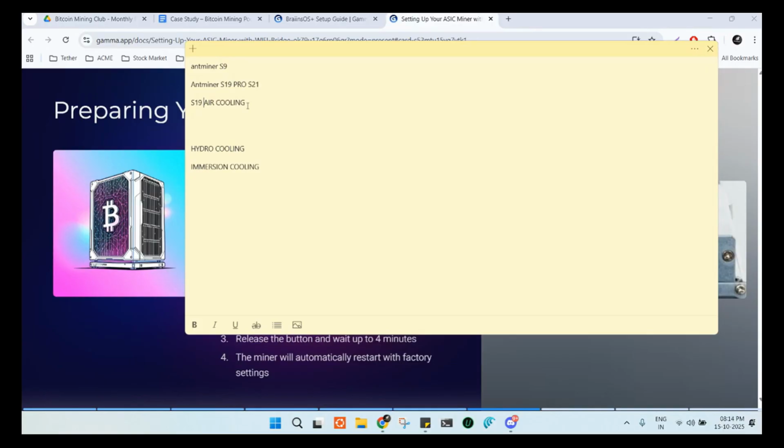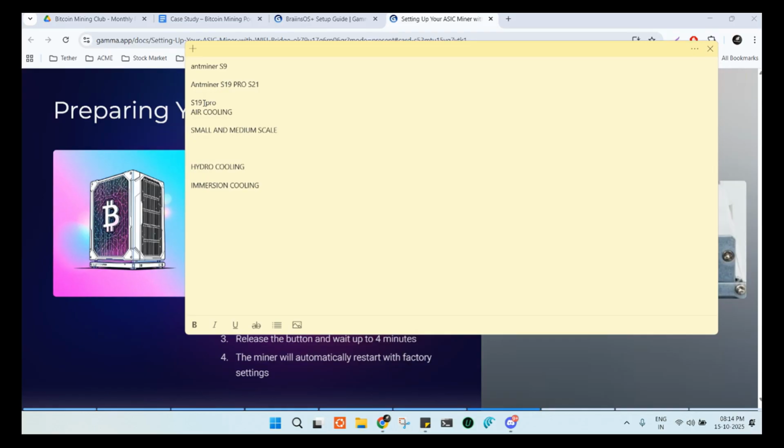So whichever you want to purchase totally depends on the requirement as well. Let us suppose you want a miner just for a small or medium scale, maybe for a home miner and all those things, then you will always choose air cooling. So S19 Pro will also come with air cooling. So S19 Pro or S19.